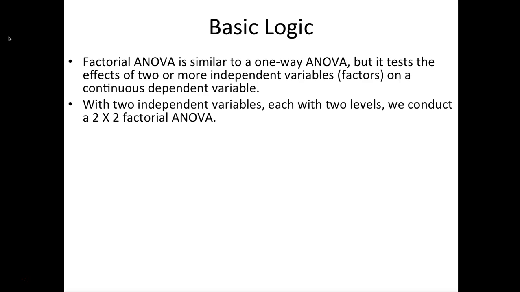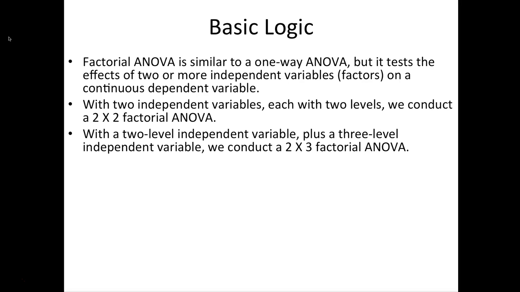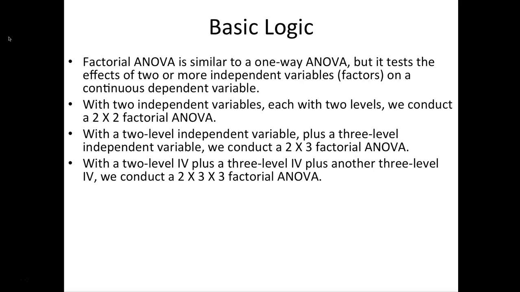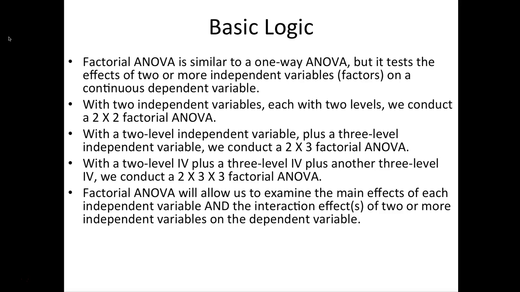And so we have different ways of talking about factorial ANOVAs. With two independent variables, each with two levels, we would conduct a 2 by 2 factorial ANOVA. With two independent variables, one with 2 levels and one with 3 levels, we would conduct a 2 by 3 factorial ANOVA. With 3 independent variables, one with 2 levels and 2 each with 3 levels, we would conduct a 2 by 3 by 3 factorial ANOVA, and so on and so forth. I hope you get the sense of that after that.